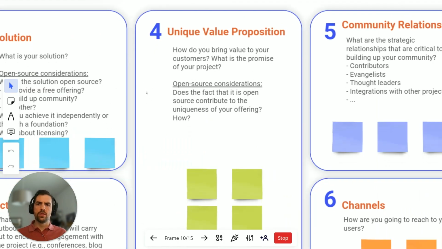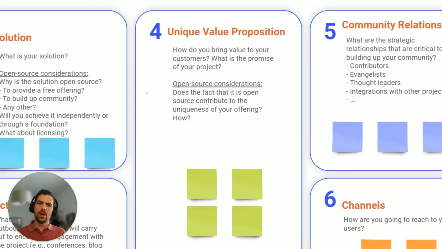The fourth section is the unique value proposition. So how do we bring value to the customers uniquely? This is probably more connected to the benefits that we were discussing in the value proposition. And also here, it's important to, again, consider the open source factor.